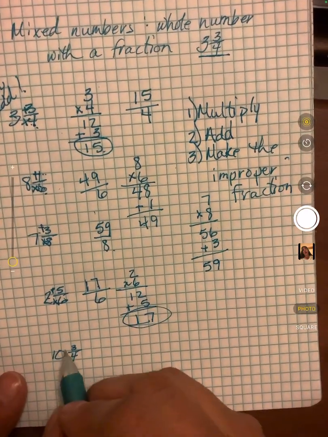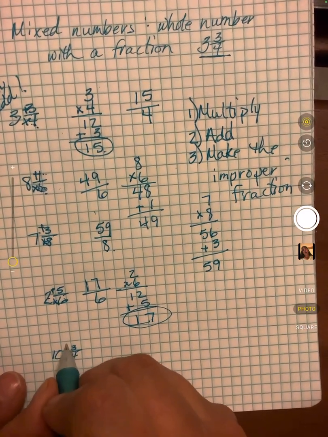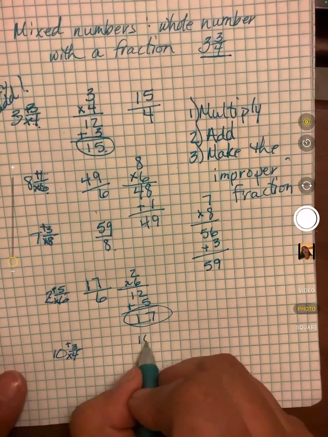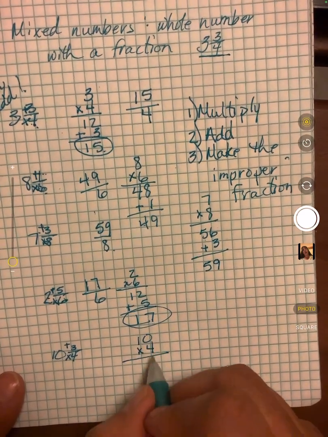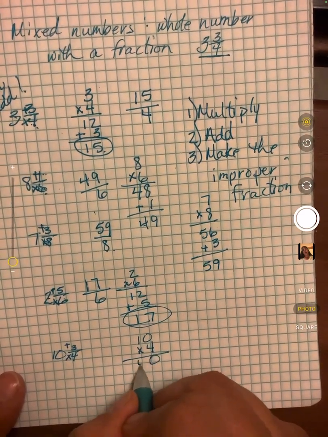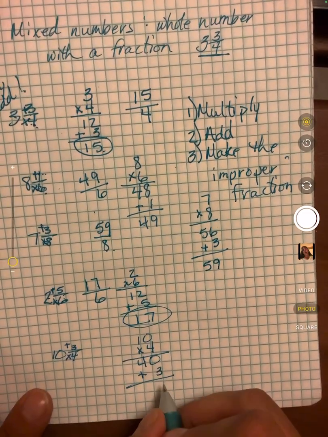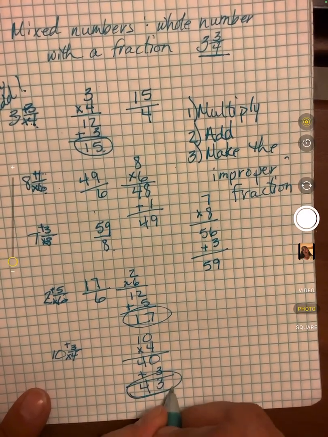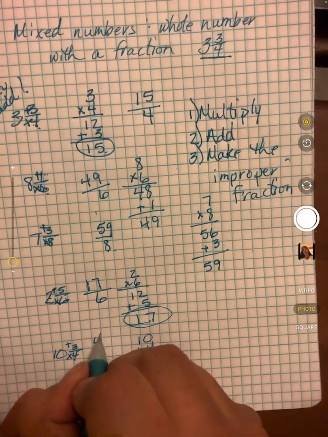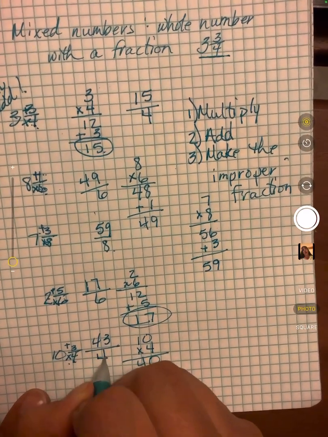Okay? 10 3/4, we multiply 10 times 4 and add 3. 10 times 4, I'm sorry, I got ahead of myself. That's 40 plus 3 is 43, so this is now my numerator, and my denominator stays the same.